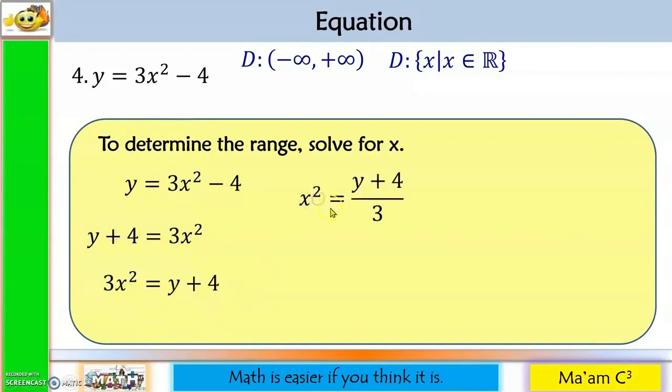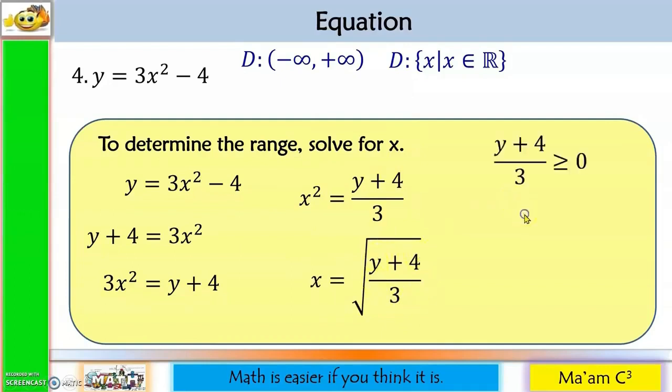So we have x squared is equal to y plus 4 divided by 3. Then take the square root of both sides. So this will become x equals the square root of y plus 4 over 3. Then we set up our radicand greater than or equal to 0. To eliminate this 3 here, let us multiply both sides by 3. So this 3 will be cancelled out. Then 0 times 3 is 0.